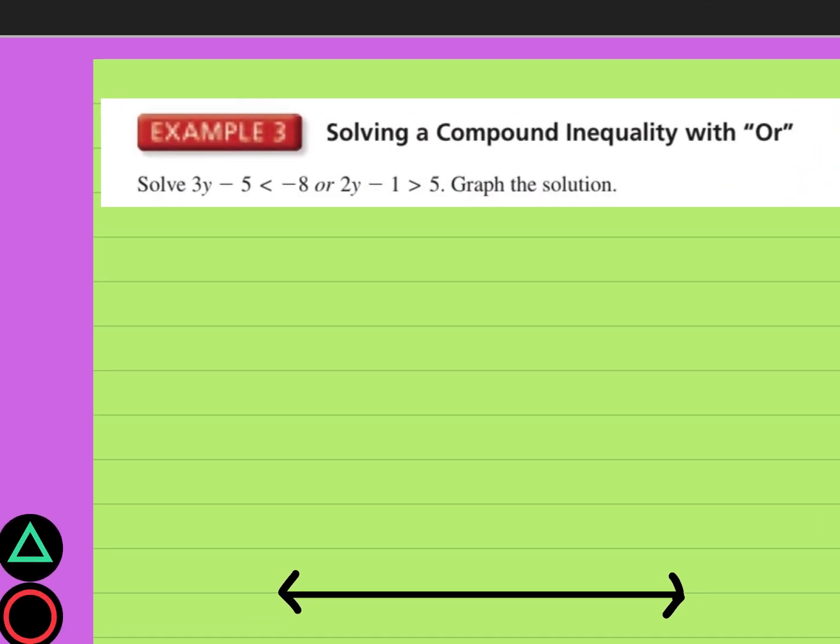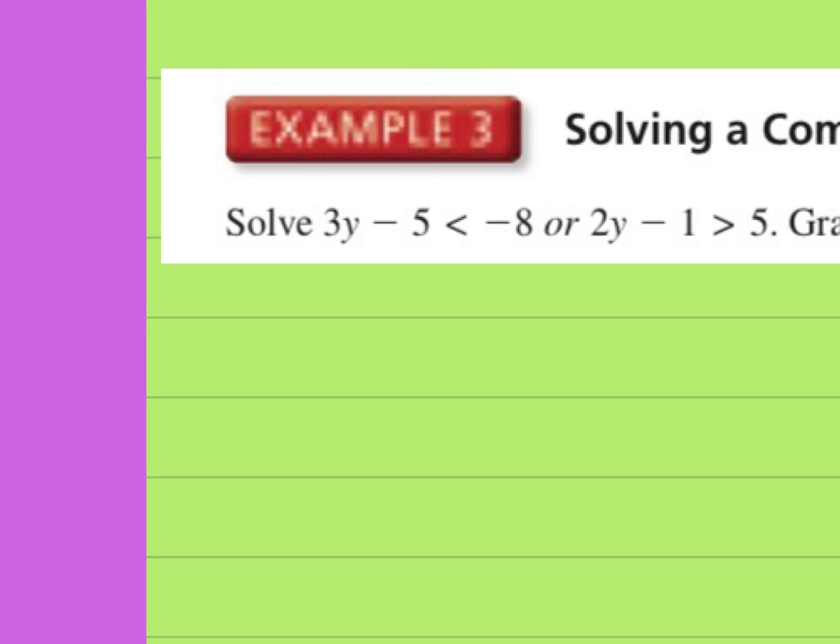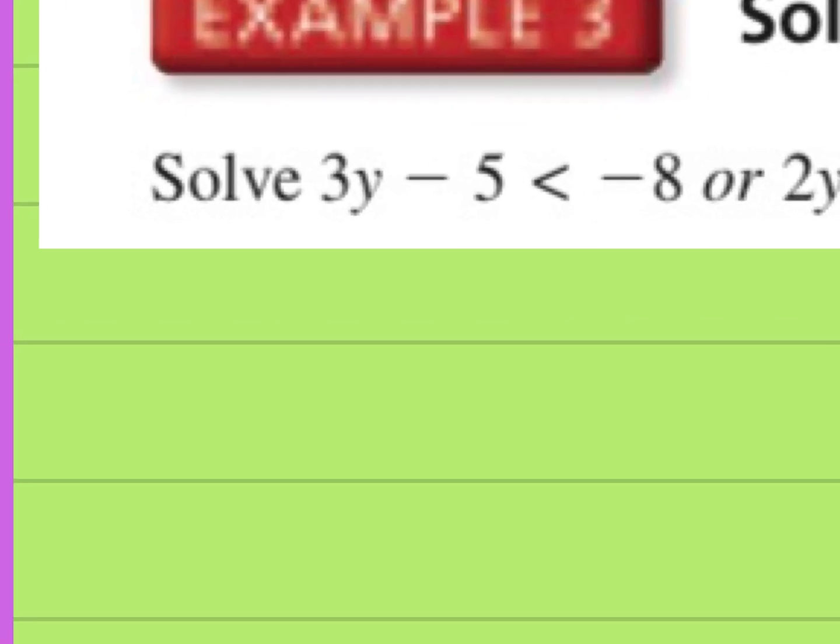This one is an or. So, in an or inequality, when y is not by itself, you have to solve it, and you're just going to treat it as two completely separate inequalities. So I'm going to look at this inequality first. The 3y minus 5 is less than -8, okay? I'm just solving for y, just like I normally would.